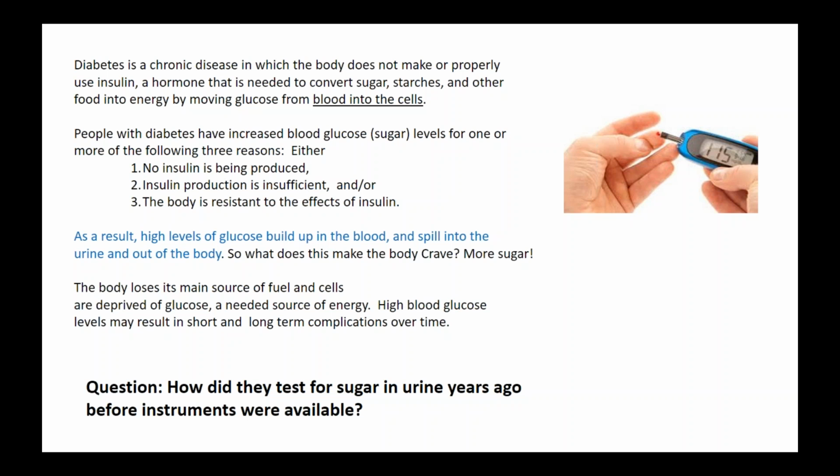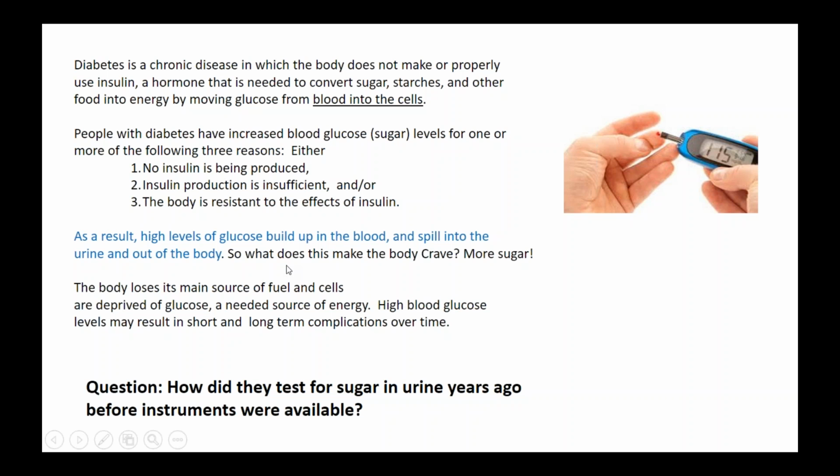It doesn't work anymore, okay? So here's something to consider. As a result of high sugar in the blood, it will spill into the urine and out of the body. So a lot of times we'll lose sugar in our brain. I'm not going to get into the other part of the endocrine system.